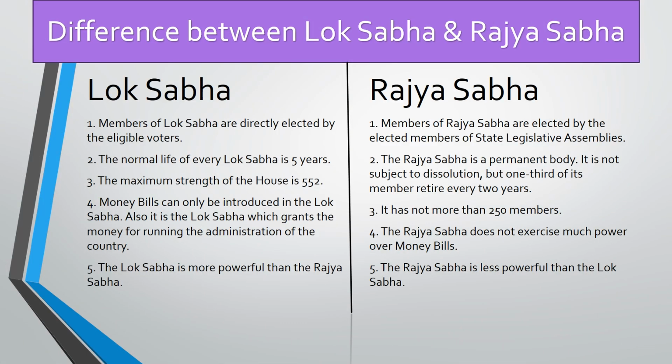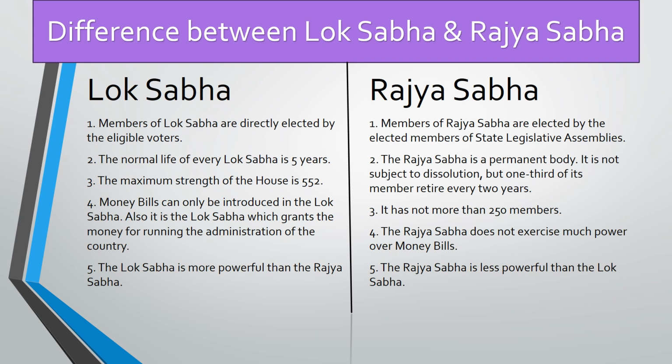Difference between Lok Sabha and Rajya Sabha. In Lok Sabha, people are directly elected by eligible voters. In Rajya Sabha, people are elected by the elected members of state legislative assemblies. In Lok Sabha, the normal life is 5 years. Rajya Sabha is not subject to dissolution, but 1/3 of its members retire every 2 years.